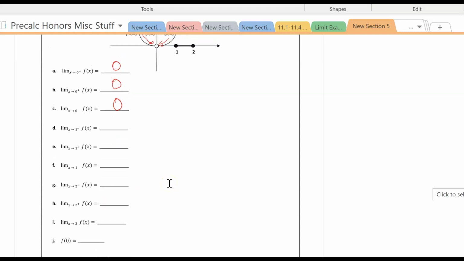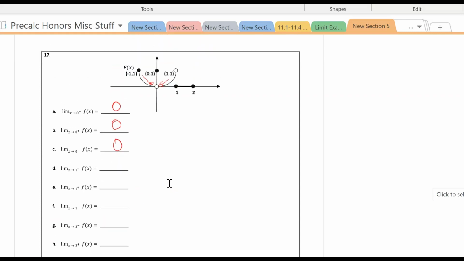Alright, moving on to the next one. We've got the limit as x approaches 1 from the negative side. So that means I'm approaching 1 from this side. So we're going to be approaching 1. Now as I approach 1 from the right side, I'm on this little piece of the graph that's on the x-axis. So as I approach 1 from the right side, my y value is approaching 0.